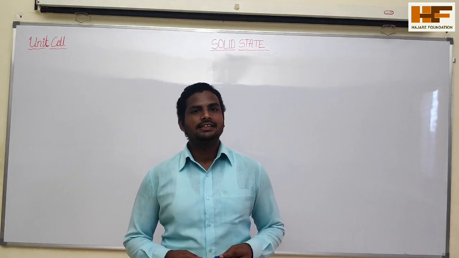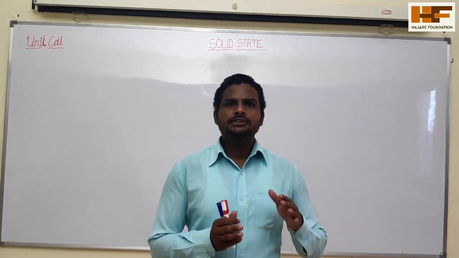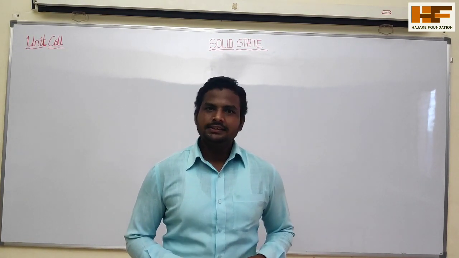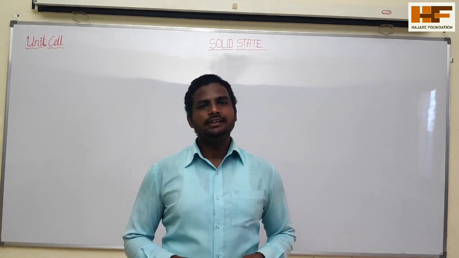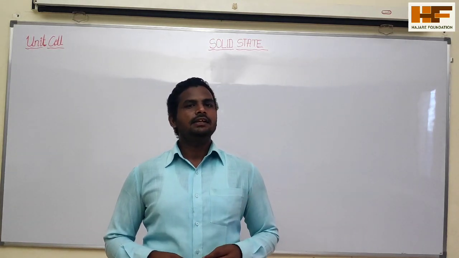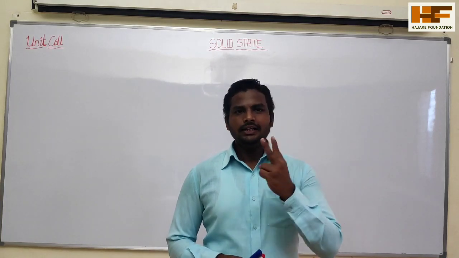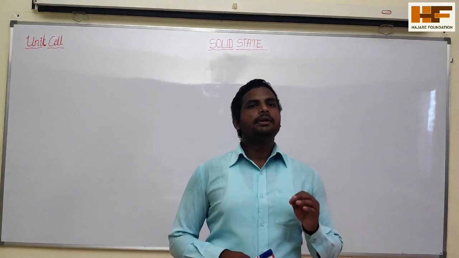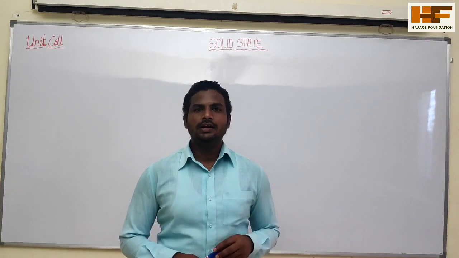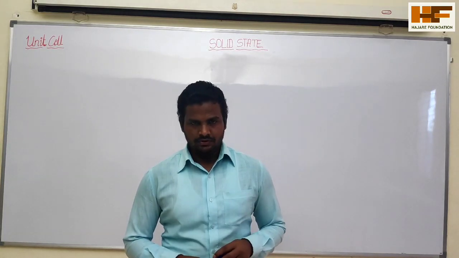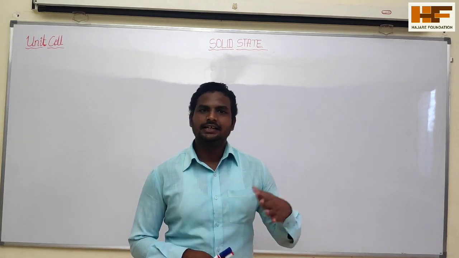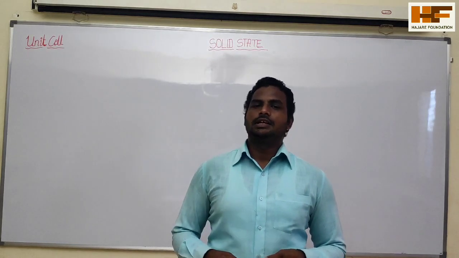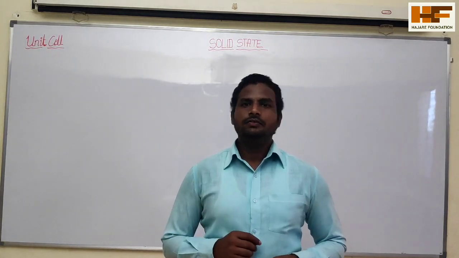As you already studied in last class, what is meant by unit cell? It is the smallest structural repeating unit of a solid crystalline. This unit cell is classified into mainly two types. One is simple unit cell, also called primitive unit cell, and the second one is centered unit cell. This centered unit cell is again classified into three types. Let's discuss them in today's class.